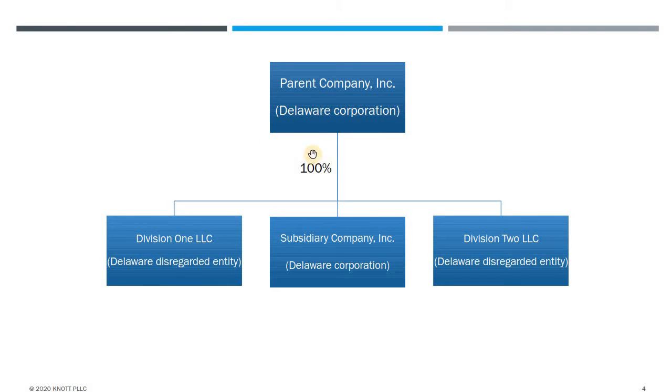Now, the parent company owns 100% of these three entities, right? So they've got Division 1 LLC and Division 2 LLC. These are 100% owned LLCs. And so by default, these are single member LLCs that are disregarded for tax purposes. So these two entities, because they're flow through, they're DREs, all of the income and expense in these two entities just automatically gets looped in and reported on this corporate tax return up here, right? This Form 1120. But this company is a different story, right?